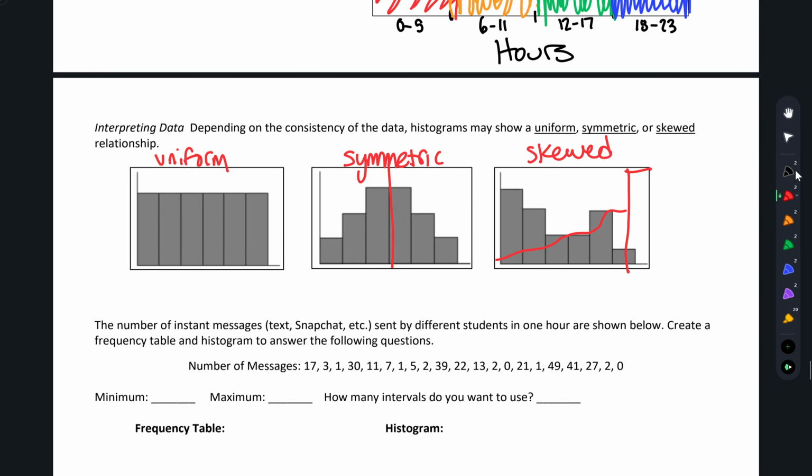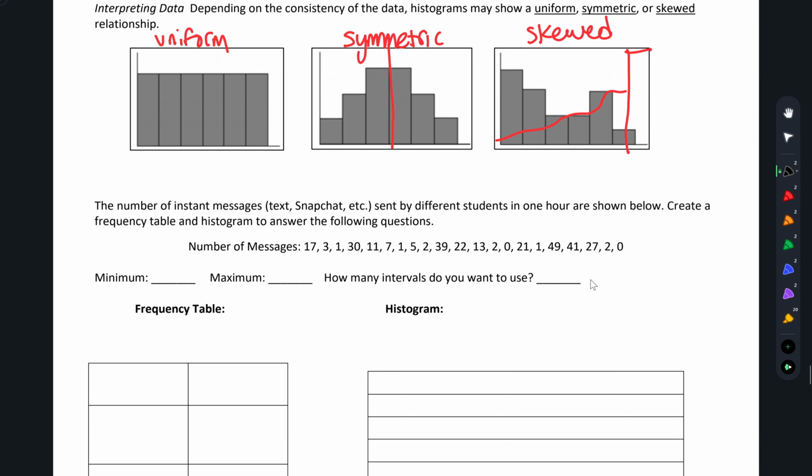Okay, so we're going to do another example. The first thing we start with is putting all of my data points in order. So let's go ahead and take these data points. This is the number of instant messages sent by students in 1 hour. Okay, so let's go ahead and do all of those in order. I'm going to do my best here. I'm going to do it up here.